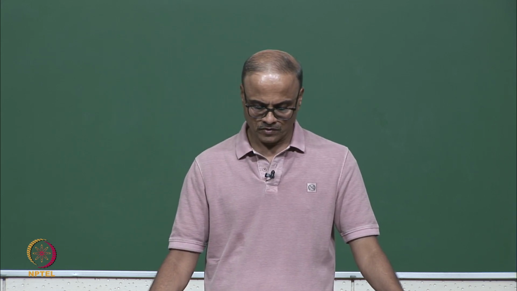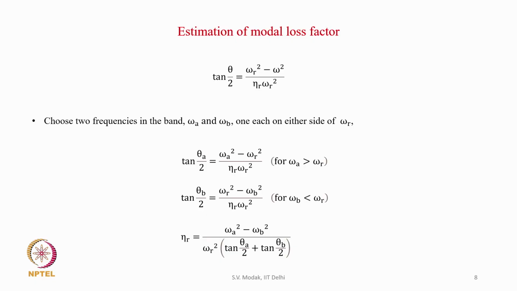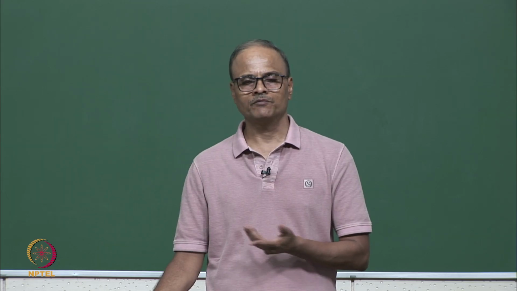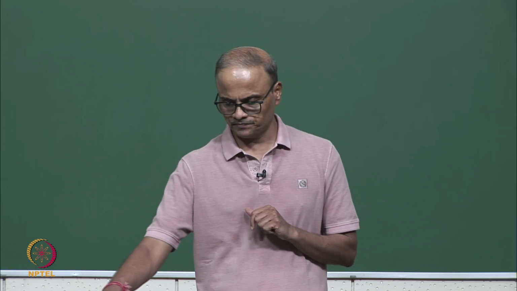So, how can we now find the modal loss factor? By solving these two equations, we get this expression for eta r, which is equal to omega a square minus omega b square, divided by omega r square into the bracket tan theta a by 2 plus tan theta b by 2. So, if we have chosen the frequency points omega a and omega b, and can determine the angles theta a and theta b from the circle that has been fitted, then using this expression we can find the modal loss factor eta r.